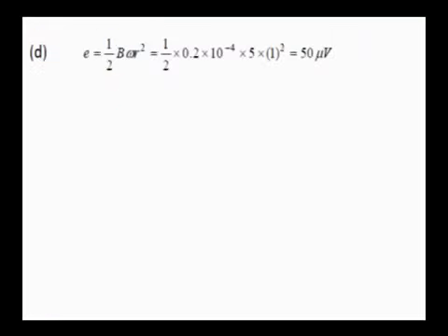The induced EMF here, using the formula, is half B omega r square. R is nothing but the length of the conductor acting like a radius. Half B is 0.2 into 10 power minus 4. Omega is actually 5 and R is 1 square. Simplifying this, you get 50 microvolt.